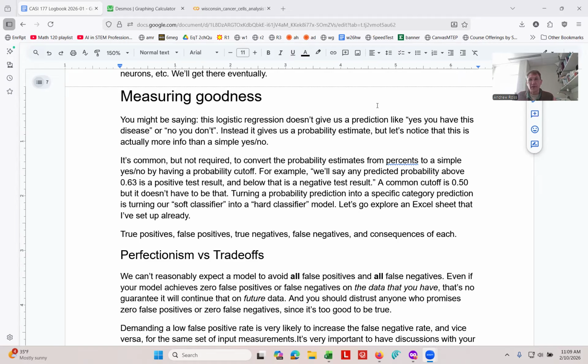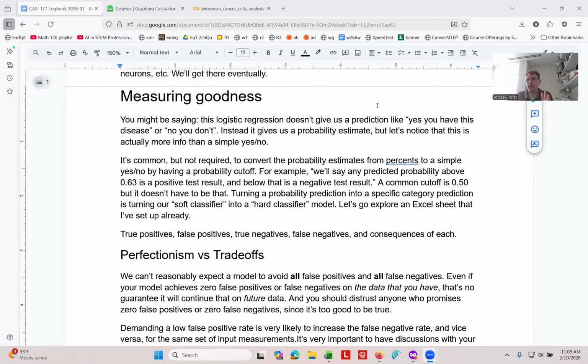It is common, but it's not required to convert the probability estimates from percents to a simple yes, no by just having a cutoff. For example, we could say any predicted probability above 0.63 is a positive test result, and below that is a negative test result. A common cutoff is 0.5 or 50%, but it doesn't have to be that. Turning a probability prediction into a specific category prediction is turning our soft classifier into a hard classifier.